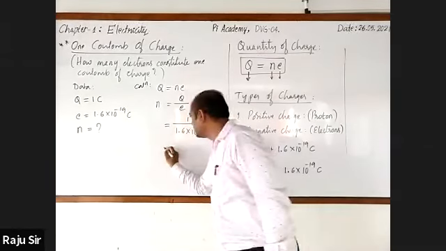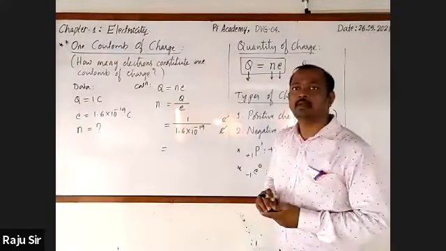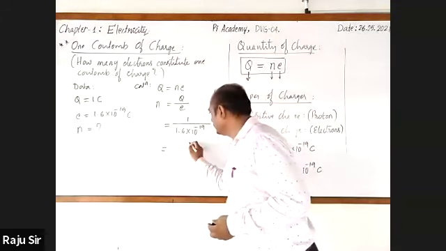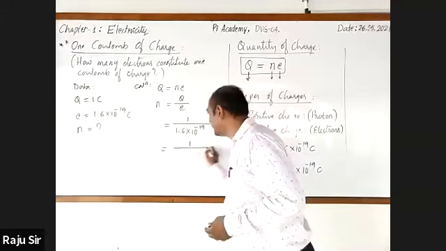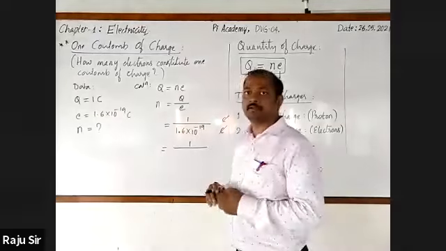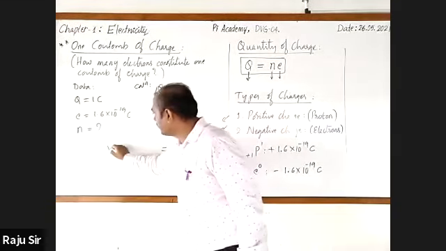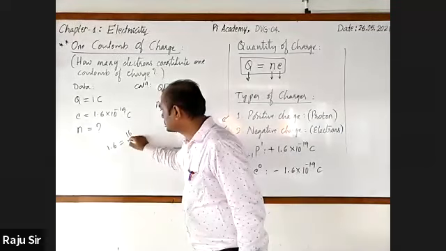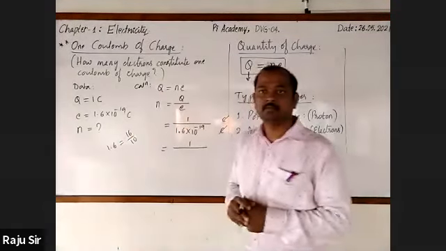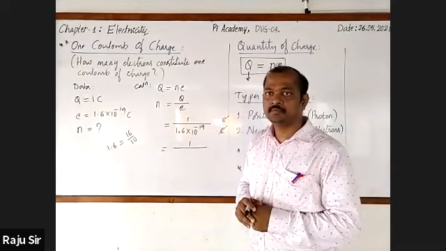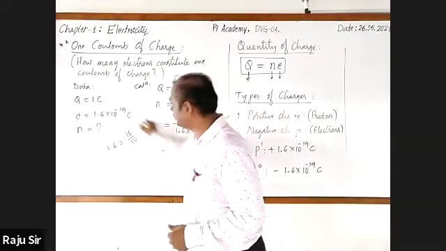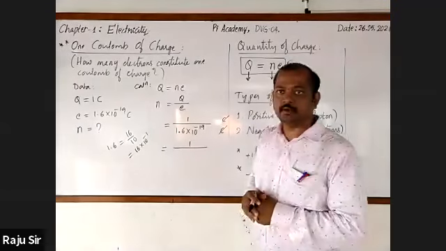Now, this is equal. Here it is 1, here 1.6 is there. Just look at the board. 1.6 can be written as 16 by 10. And when 10 is taken to the numerator, it will be 10 raised to the power minus 1.